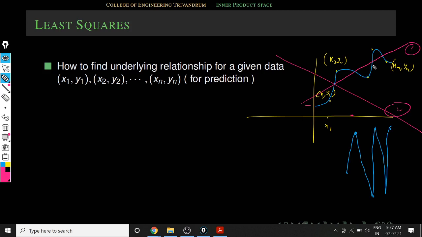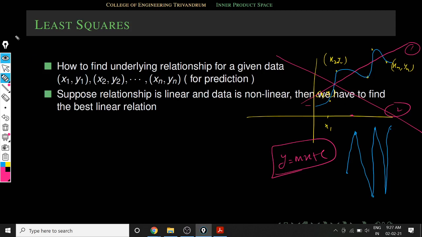Suppose we are going to find a linear relation for this type of data. Then how to find the best linear relation? A linear relation means an equation of the form y = mx + c. This is called a linear relation. So how to find the linear relation? Suppose we assume that this data is linear, that means the relation is linear, but for some reason our data is non-linear.